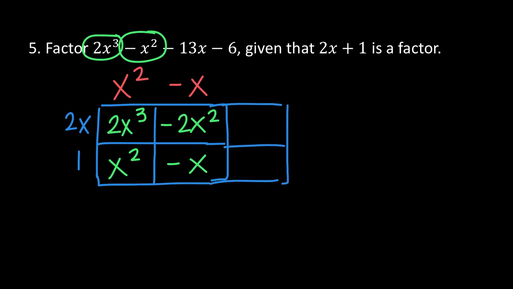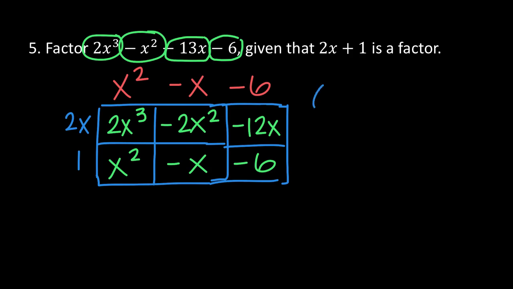Add another column. I need negative x to add to something to get negative 13x. It would have to be negative 12x. Now these add together to get negative 13x. And then on the top, I'm thinking of what do I multiply to 2x to get negative 12x. And then negative 6 times 1 is negative 6, and that is the number that I get at the end.